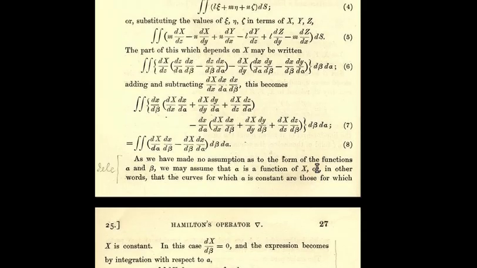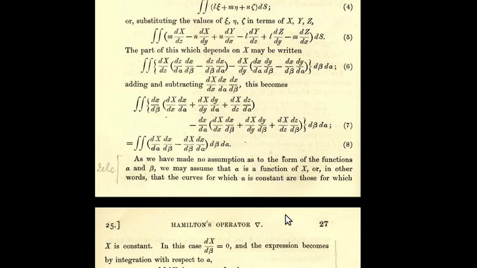Substituting the values of xi, eta, zeta in terms of x, y, z, the surface integral is the integral over S of (m times (dx by dy minus dy by dx) plus n times (dy by dz minus dz by dy) plus l times (dz by dx minus dx by dz)) ds. Equation 5. The part of this which depends on x may be written as the double integral of (m dx by dy minus l dx by dz) ds. That is equal to the double integral of (dx by d alpha dx by d beta minus dx by d beta dx by d alpha) d alpha d beta.